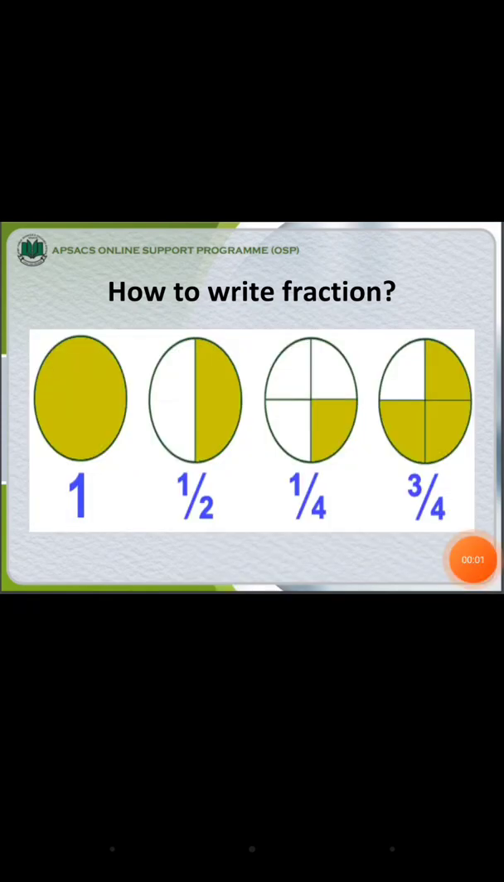How to write fraction? Look at the circle. Circle is divided into 2 parts, so denominator is 2 and the shaded area is one part of the circle, so 1 will be the numerator. Similarly, in third circle, the circle is divided into 4 equal parts, so 4 is the denominator and the shaded area is one part of the circle, so 1 will be the numerator. Similarly, in last picture, 3 by 4 is the required fraction because 3 parts out of 4 are colored.